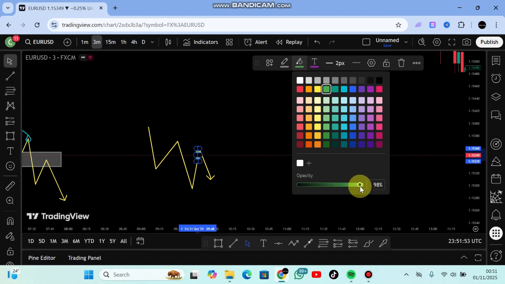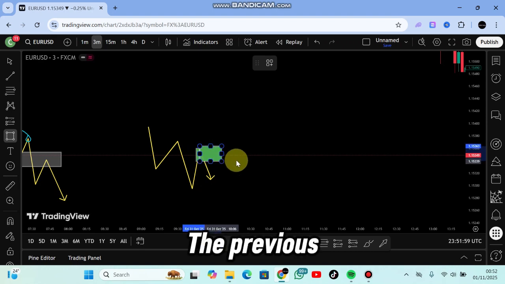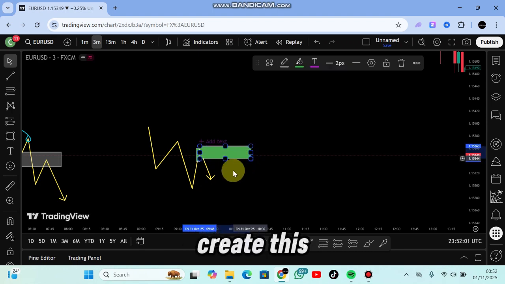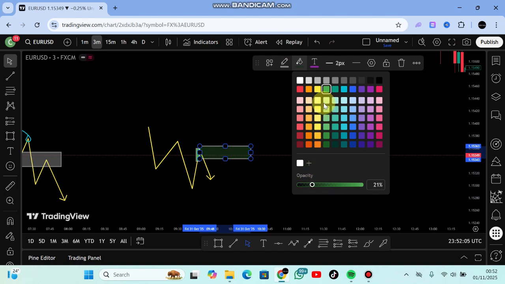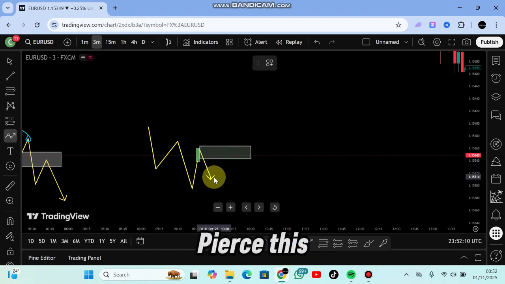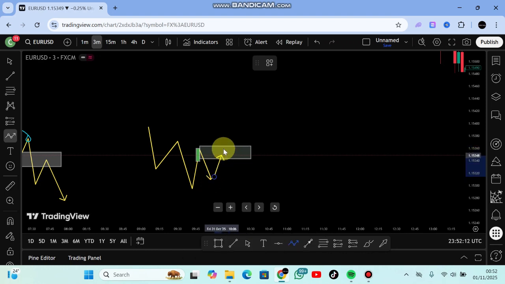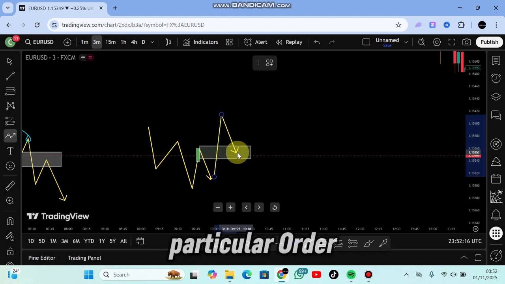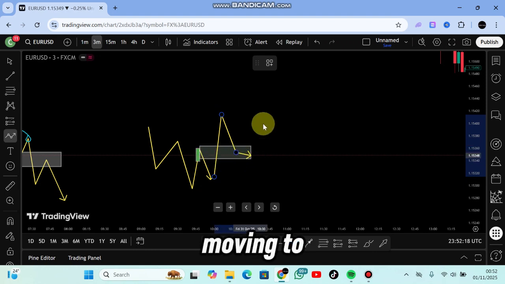Since we're in a downtrend, we're looking for the previous green candle before price made the impulsive move downside. You need to mark out that particular candle as the order block candlestick, the previous green candle before price created this downward move. So the next time price retraces or pierces this particular order block, we should be expecting price to trace back to this particular order block before moving to the upside.